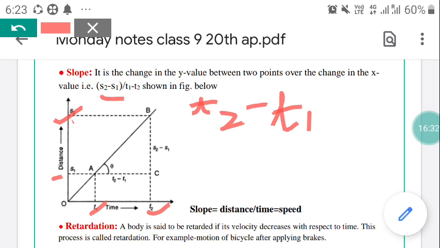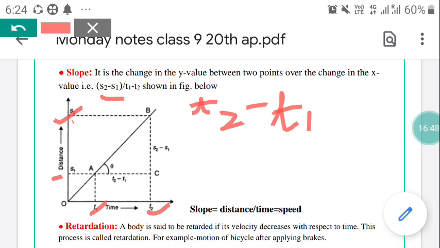It is the concept of slope. Just take the ratio of the difference of y-axis values to the difference of the two values of the x-axis. This is the concept of slope.